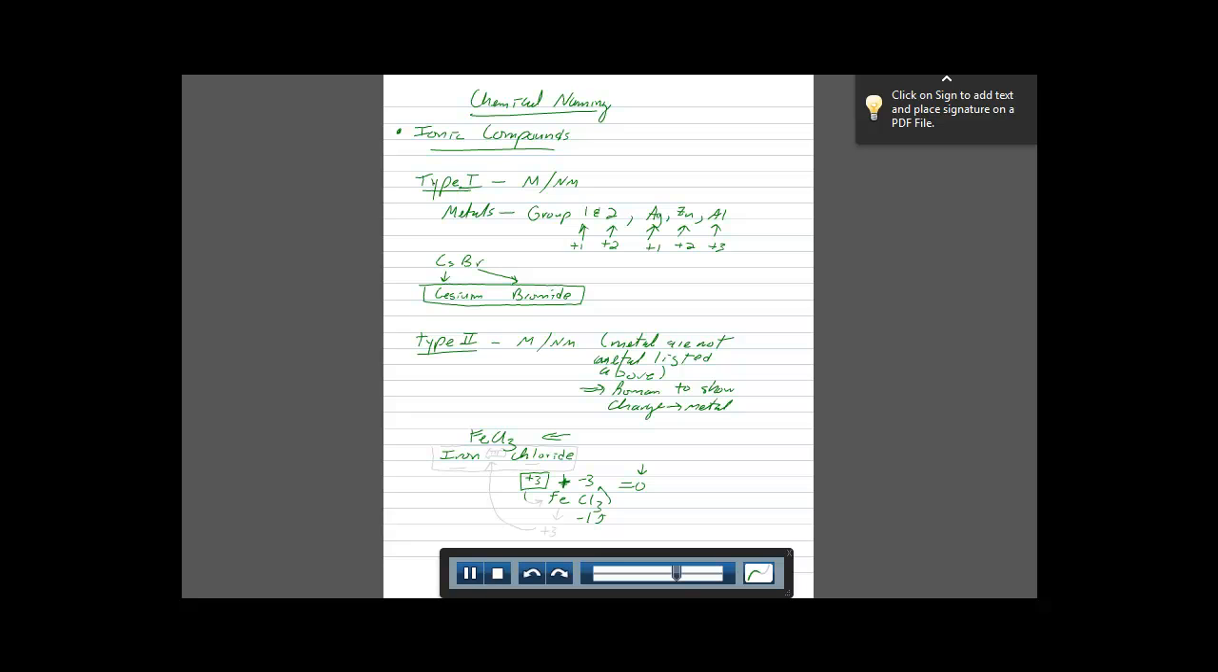Now, the formula indicates that there's only one of them, and so that must mean that the iron has a charge of +3. And what we're going to do then is, in between the name of the metal and the non-metal, indicate its charge with a Roman numeral 3. Okay.